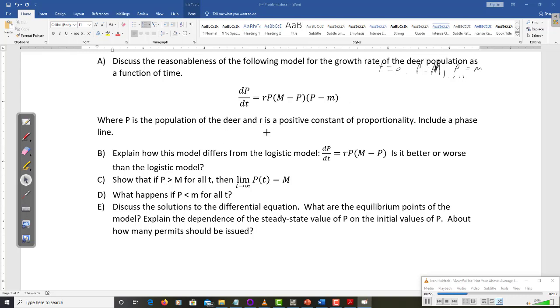Similarly, for part D, what happens if p is less than little m? Well, it's negative, so it must decrease away from the extinction level down to 0, where it's actually stable there, because it is decreasing for all values greater than 0 and less than little m.